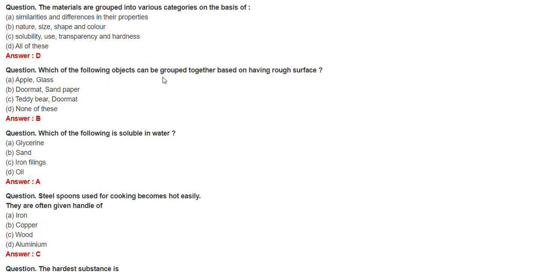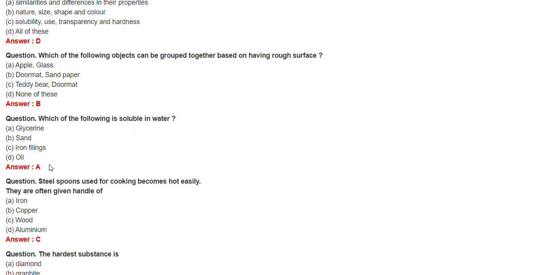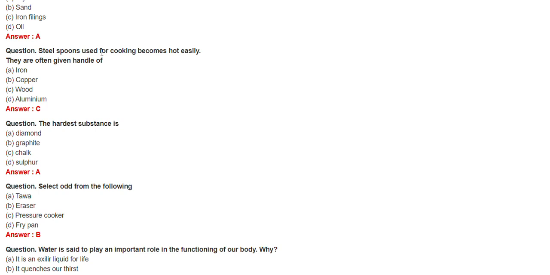Which of the following objects can be grouped together based on having a rough surface? Option B, doormat and sandpaper. Which of the following is soluble in water? Glycerin. Steel spoons used for cooking become hot easily. They are often given a handle of, C, wood.